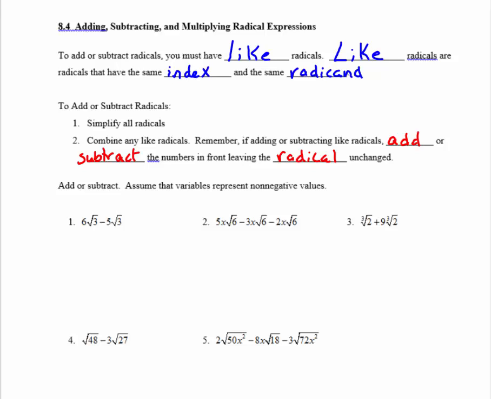So, add or subtract, assume that variables represent non-negative values. We say that because we don't want what's underneath the square root to be a negative. So we'll just assume that everything is 0 or positive.